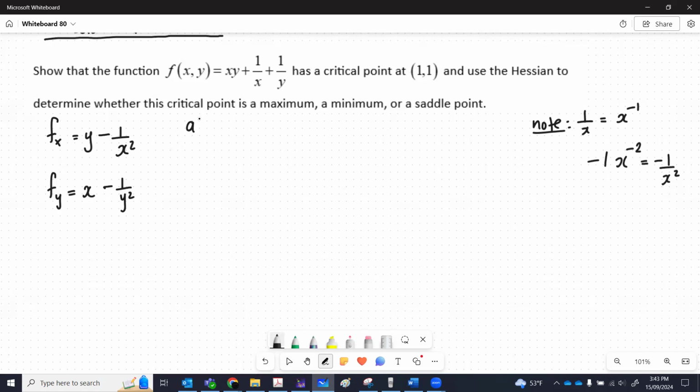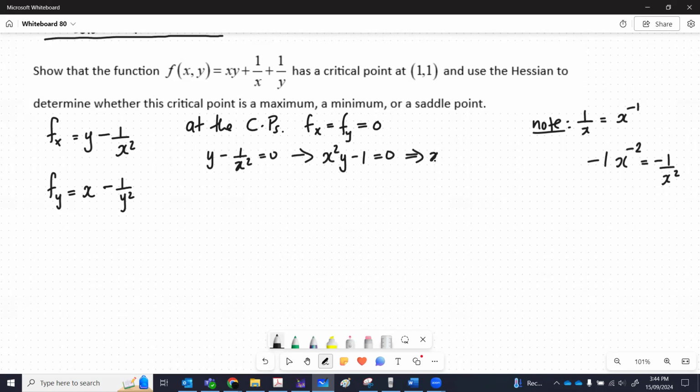Okay, so we know that at the critical points, the first partial derivative with respect to x is equal to the first partial derivative with respect to y, and this is equal to 0. So we have y minus 1 over x squared is equal to 0. We'll solve this one first. We can multiply everything by x squared, so we have x squared y minus 1 is equal to 0, and this means that x squared y is equal to 1.